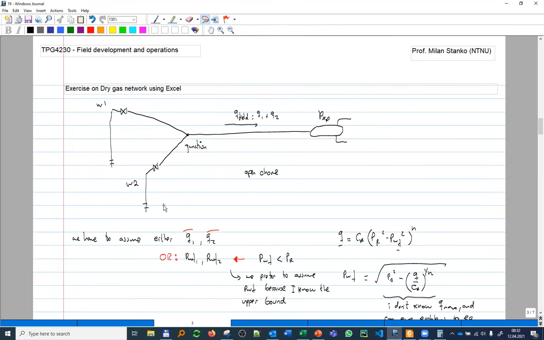So I suggest here we start at least with the wells. We start with the reservoir and then we move forward. The first equation you find there is the IPR, which is this back pressure equation. In this equation, I can go two ways. I can assume the rate and then calculate the pressure, or I can assume the bottom hole pressure and then I can calculate the rate.